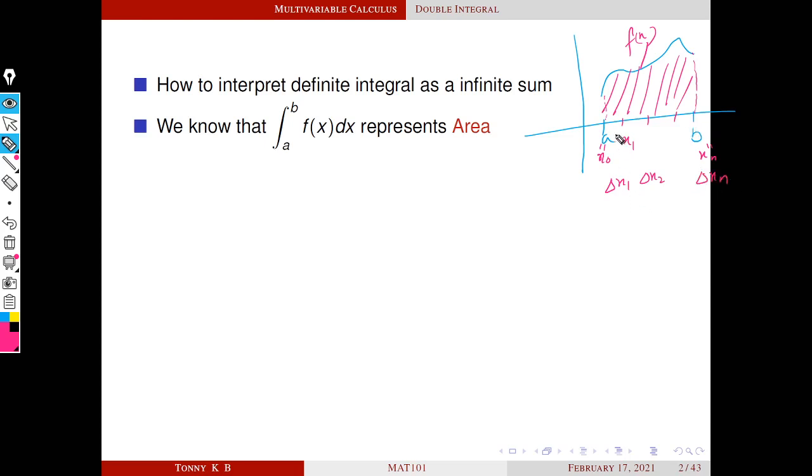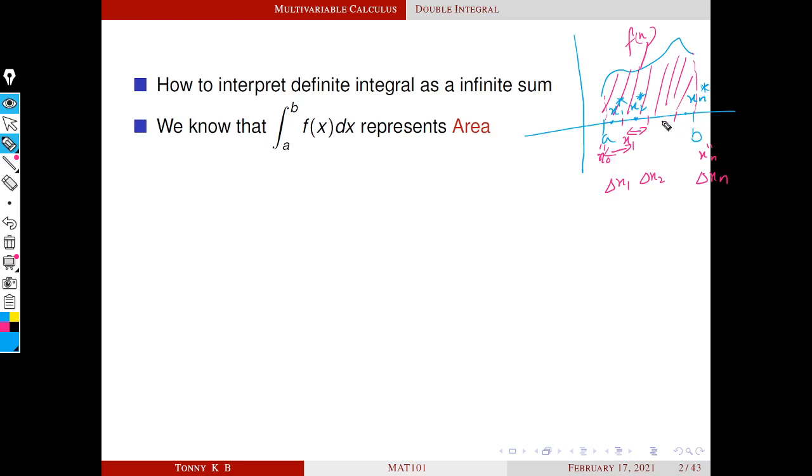So delta x1 is this length, and this length is delta x2, like that. We have n subintervals. Then how do we estimate this area? For example, we choose an arbitrary point from the first interval. Let it be x1 star. So x1 star is any arbitrary point in the first subinterval. Similarly, we choose x2 star from the second subinterval, etc. We choose xn star from the nth subinterval.